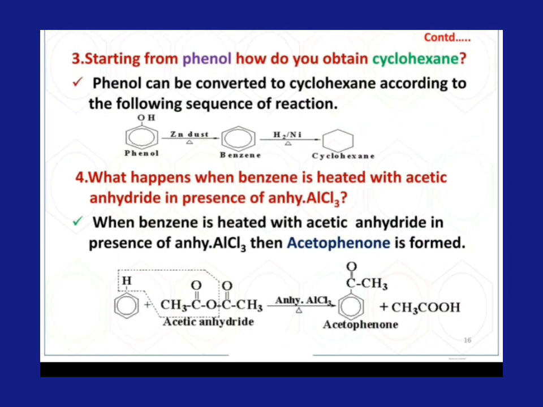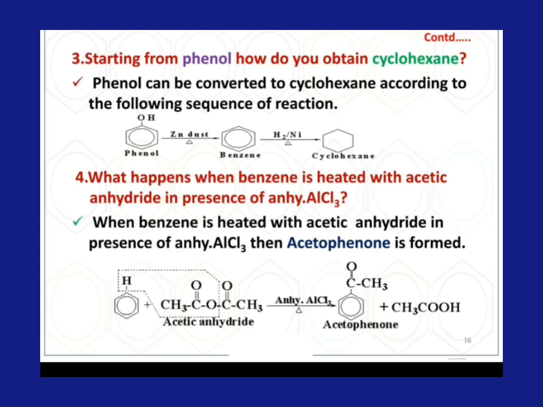Likewise, third question, phenol. Starting from phenol, how do you obtain cyclohexane? First of all, we know the molecular structure of phenol. Here you see the phenol structure. When phenol is heated in the presence of zinc dust, we get benzene. After getting benzene, we heat it in the presence of H2 and Ni, and we get cyclohexane. It is also a most important question.